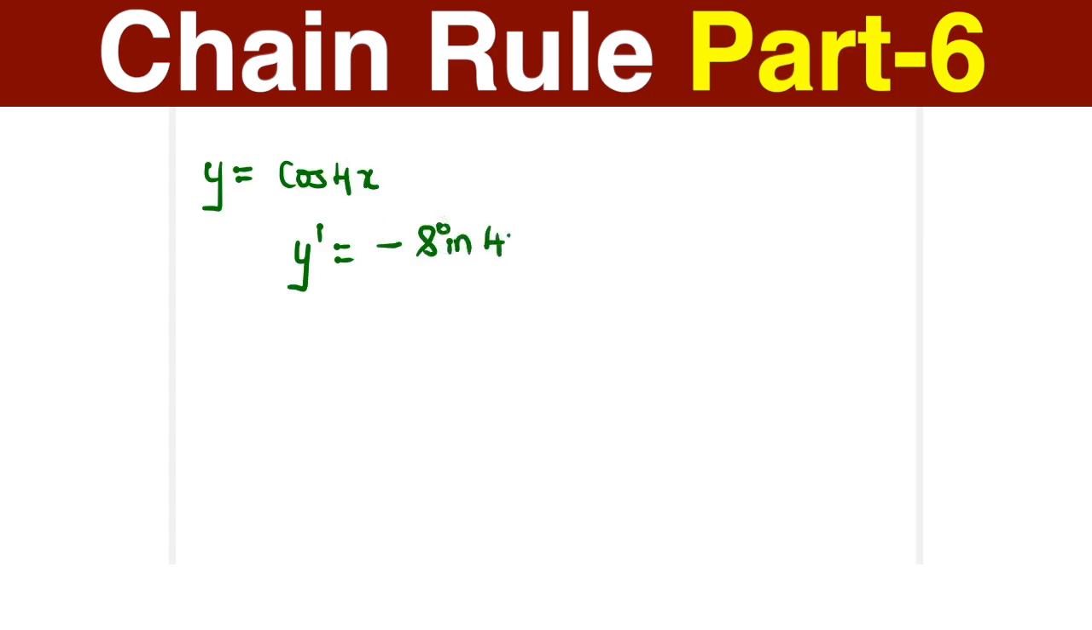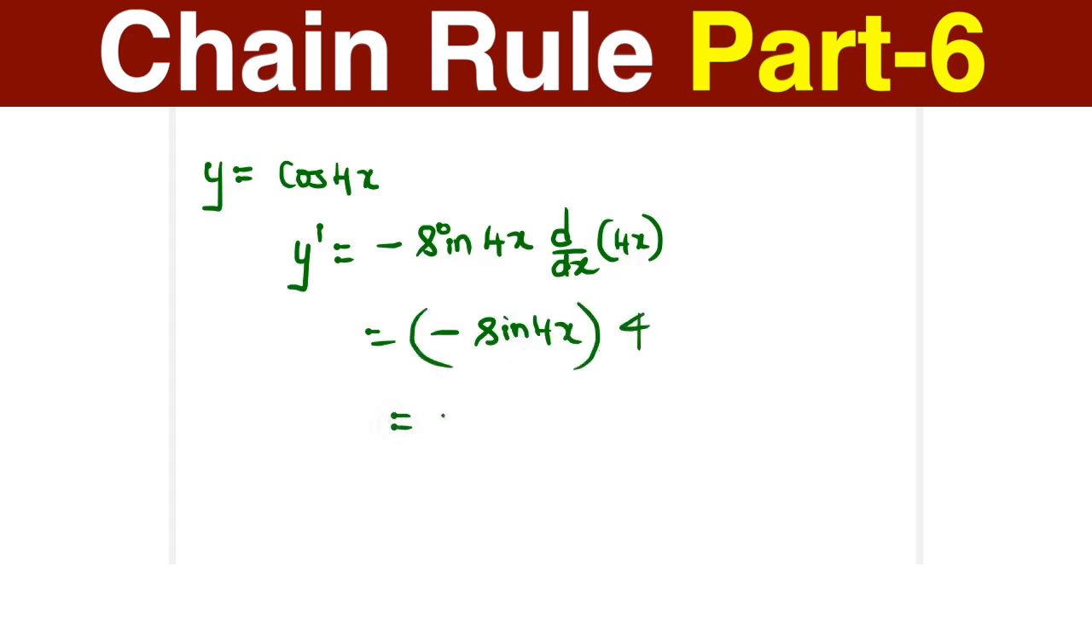So this is minus sine x, then a d by dx of 4x. So I'm going to do a d by dx of 4x, which is 4. So minus sine 4x into 4. That is my answer. So it is minus 4 sine 4x. So how you have applied the chain rule, but this time without showing any calculation. So I'm trying to reduce the steps of chain rule so that it becomes easier in the bigger problems.